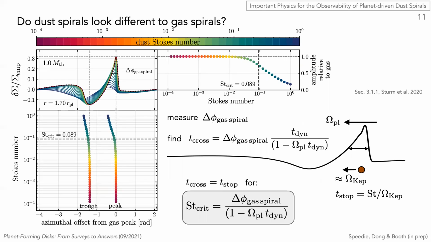Overlaying the critical Stokes number on these plots on the left, you can see that it provides a decent estimate of where things start to turn over. Dust with higher Stokes number than the critical Stokes number take longer to respond to the gas than the amount of time that the spiral drag forces act on them. And so their morphology is different.